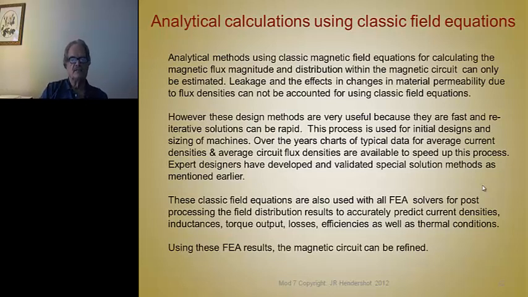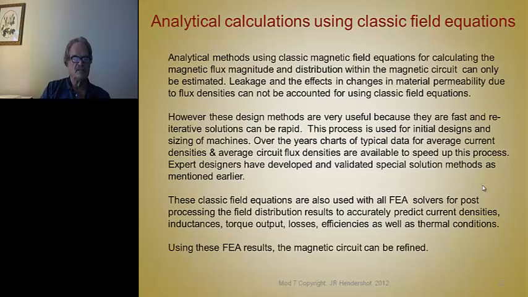Leakage and the effects of changes in material permeability due to flux densities cannot be accounted for using classical field equations. However, the results from those methods are very useful because they're fast, and if you put those in Excel and solvers like that using computers, you can do very fast iterative solutions.